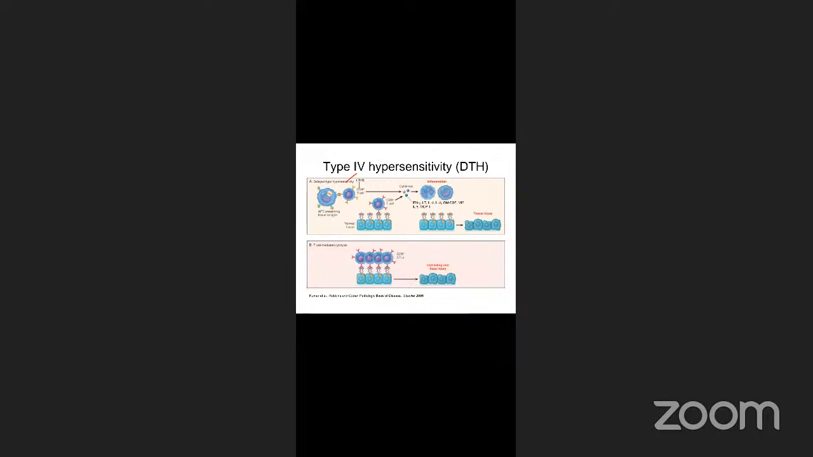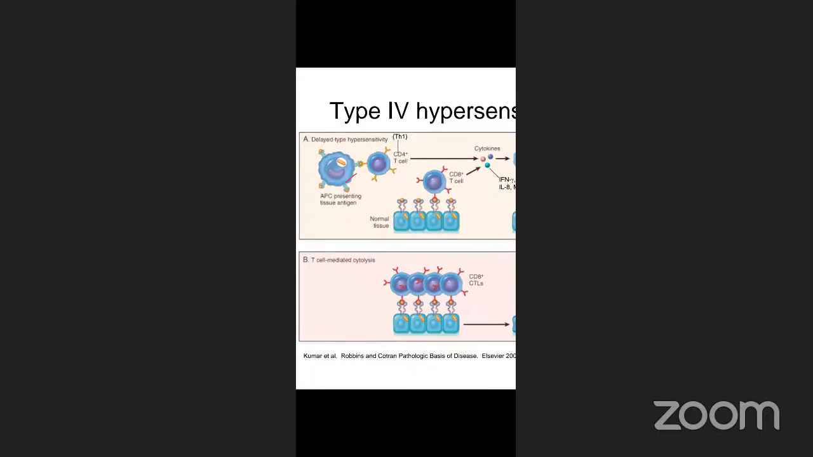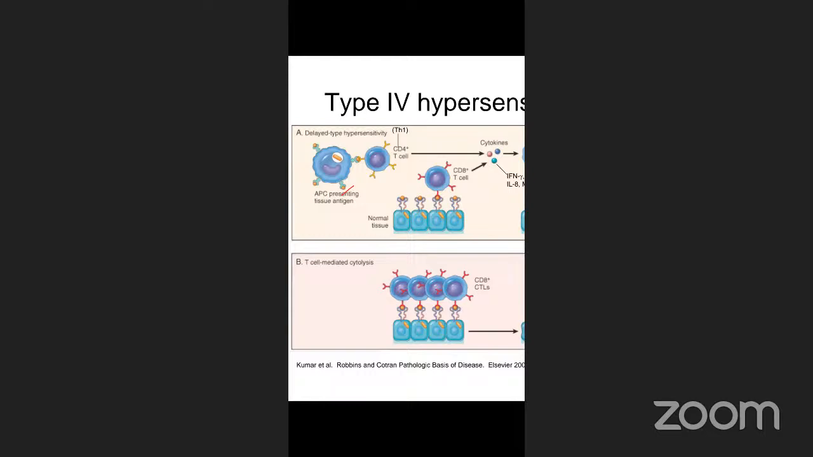For example, if the antigen presenting cell has the MHC molecule 1, it will present the antigens to the TC cell. If it has MHC molecule 2, it presents the antigen to the TH cell. This is the difference, CD4 and CD8. In this picture, you can clearly see that CD4 means TH cell and CD8 means TC cell. This is the MHC 2 molecule on the antigen presenting cell.